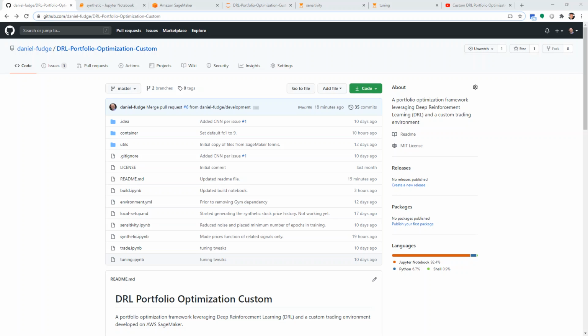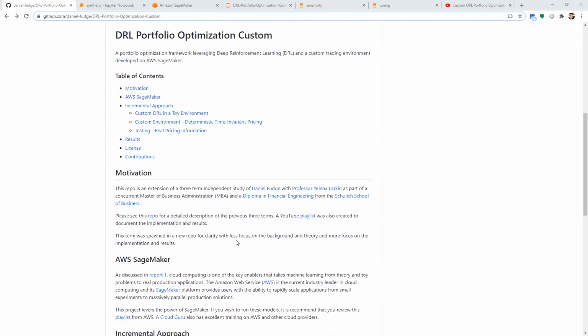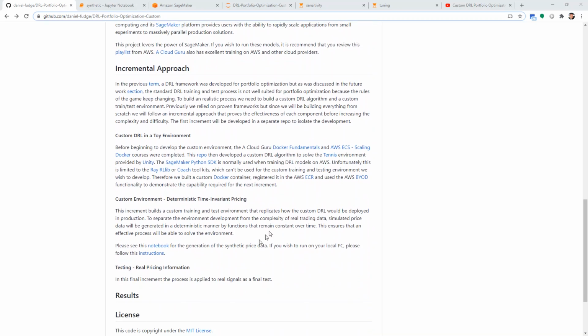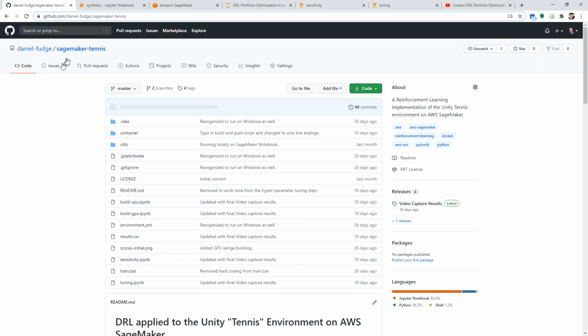Welcome back, everyone, for our next video on creating a custom deep reinforcement learning environment for portfolio optimization. So part of this project, what we decided to do was to break it up into pieces. And the first one, we created this custom deep reinforcement environment, but we applied it to a toy environment that was created here for this tennis environment. And this was done in this particular repo.